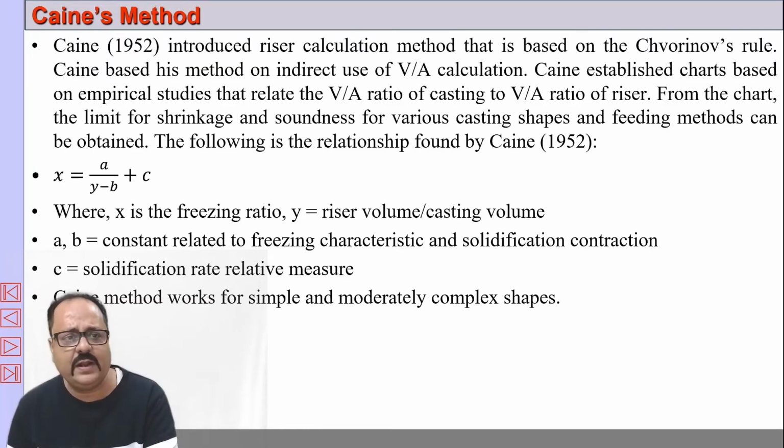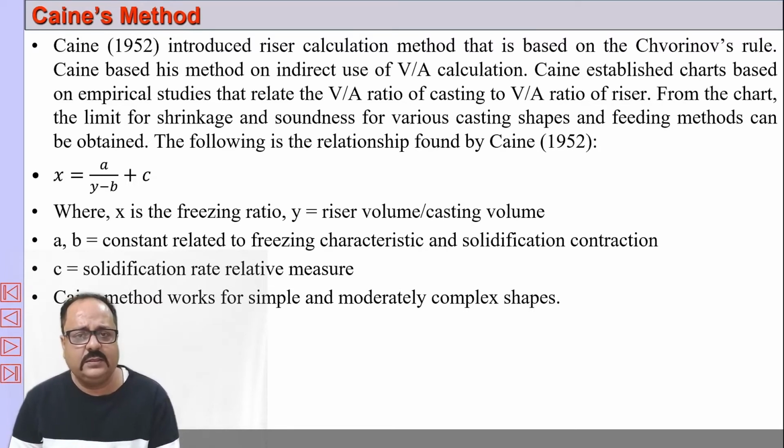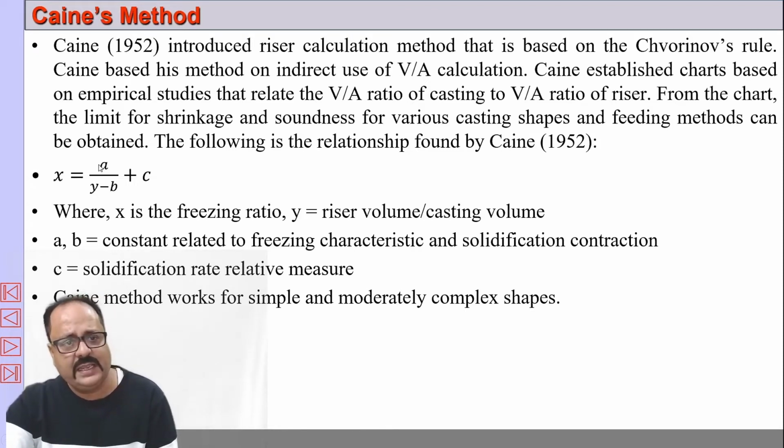So in Cain's Method, what happens? Cain in 1952 came up with a formula to find the freezing ratio. This all depended on Chvorinov's rule of solidification time, or the ratio of V by A. So the freezing ratio X is equal to A by (Y minus B) plus C, where A and B are certain constants related to freezing characteristics and solidification contraction, C is a relative measure of solidification rate, and Y is the riser volume by the casting volume.